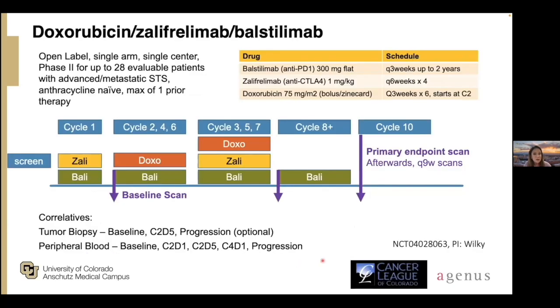So now I'll just plug my trial. This trial is a combination of doxorubicin, a CTLA-4 inhibitor, zalifrelimab, and a PD-1 inhibitor, balstilimab. And so we are currently enrolling patients on this study, which will have 28 evaluable patients with advanced or metastatic soft tissue sarcomas. And basically what we're doing here is patients get 4 doses of the CTLA-4 inhibitor, 6 cycles of chemo, and then they're able to stay on PD-1 maintenance after completion of their chemotherapy.